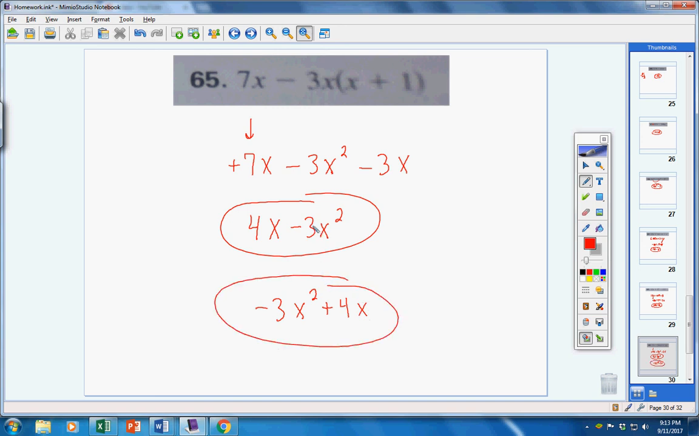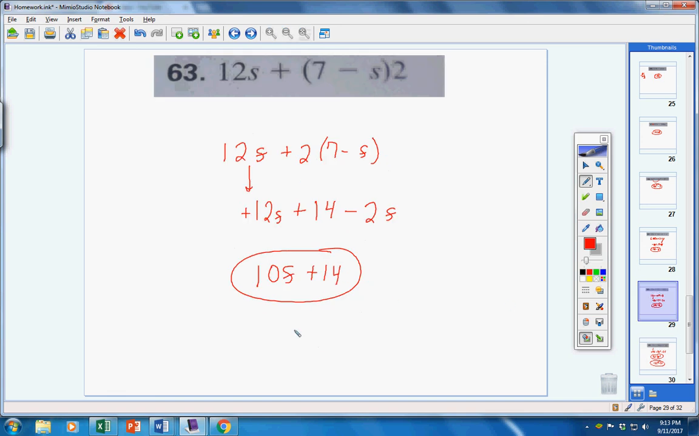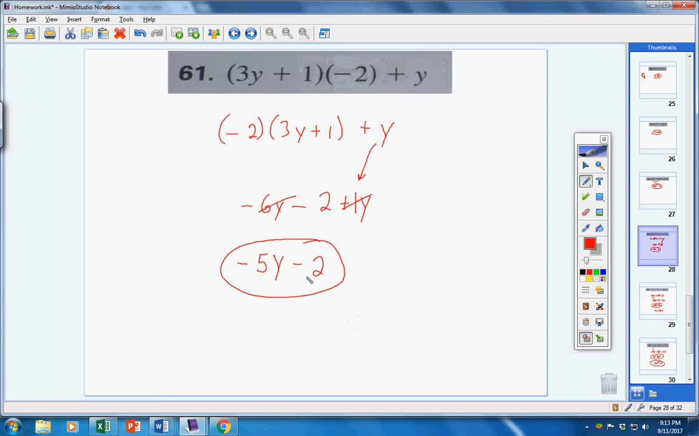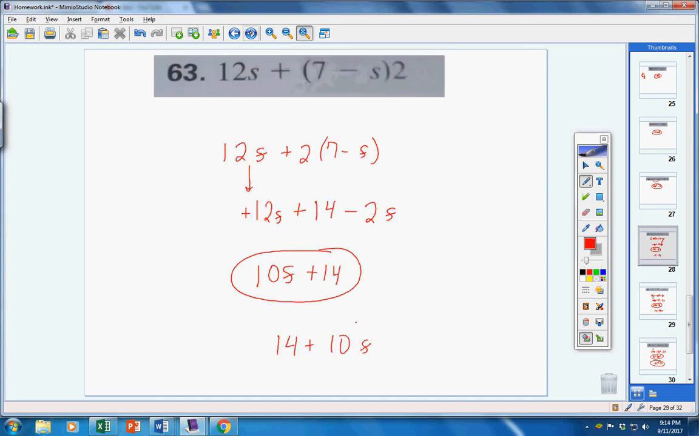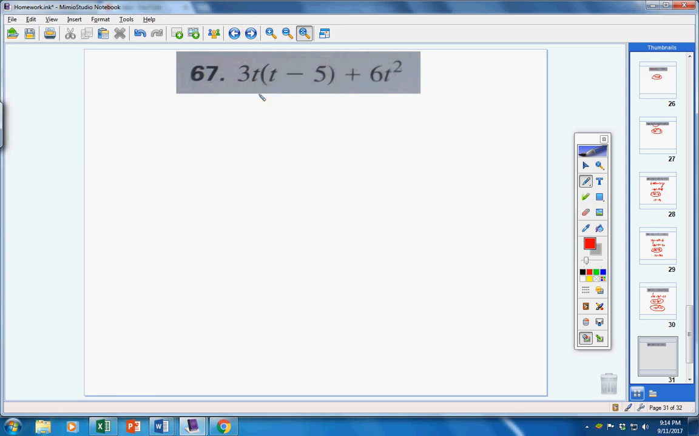Okay? This negative term can come first. This positive term second. This here could be a positive 14. And then a positive 10s. Okay? All of that's fine. You could put your negative 2 first and your negative 5y first. That's totally fine, okay? All right, number 67.